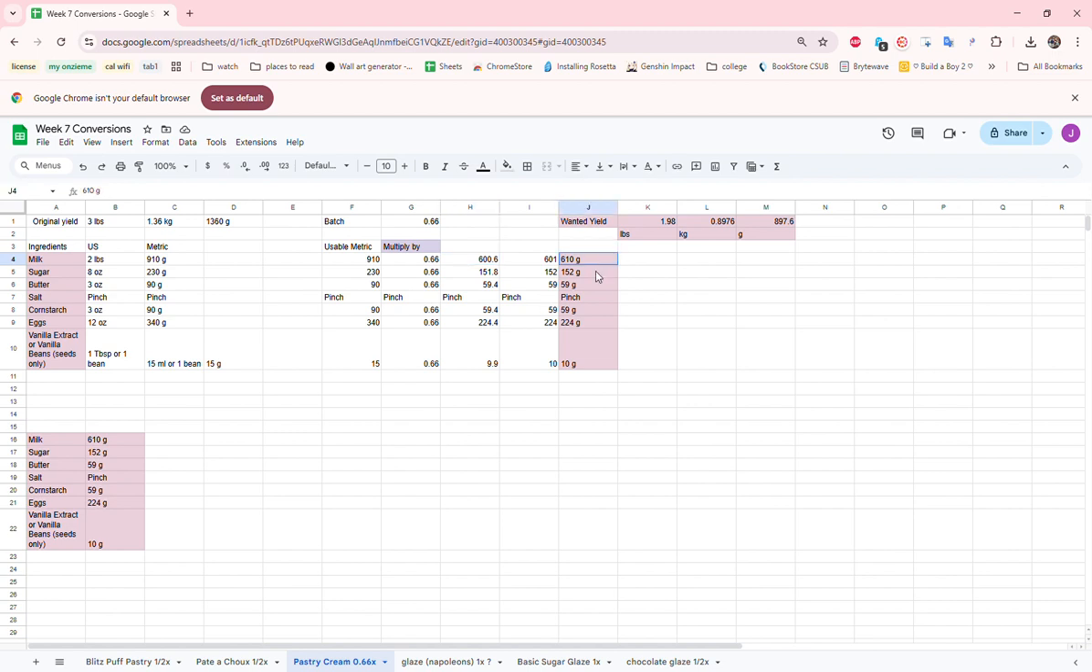So at the very end, we have our pretty conversions of all whole numbers. We take those, put them over here next to our ingredients, and that's what we are going to put for our notes.